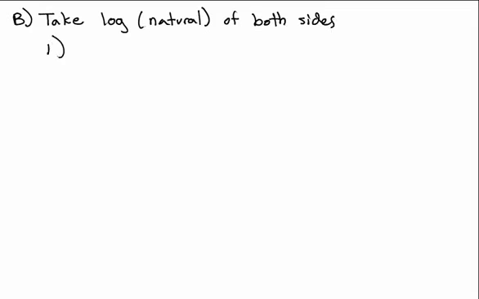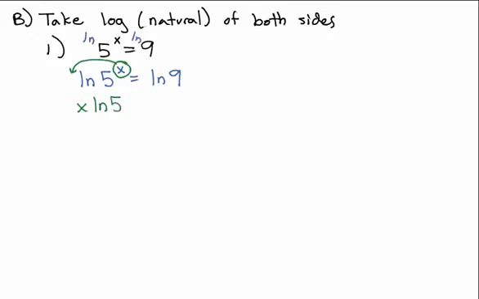So for example, if we want to know 5 to what power equals 9, we're going to take a natural log of both sides, ln. So we have the natural log of 5 to the x equals the natural log of 9. And what's nice about this is we know that this exponent inside the log can move out front. So we have x ln of 5 equals the ln of 9.